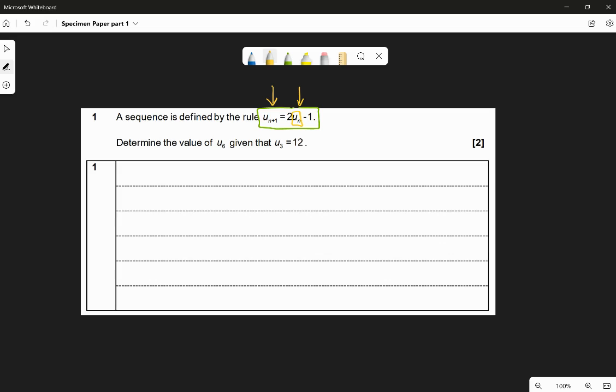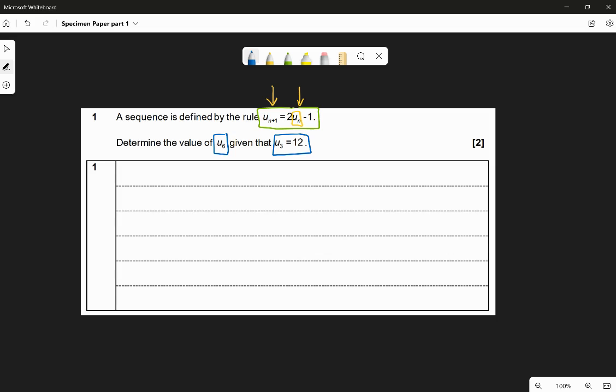In this question, we want to find the 6th term in the sequence. In order to get the 6th term, we would need the 5th term, because we need the previous term to get the next term. We are given the 3rd term, which is 12. With the 3rd term, we can get the 4th term, then the 5th term, and then the 6th term. So let's do that.